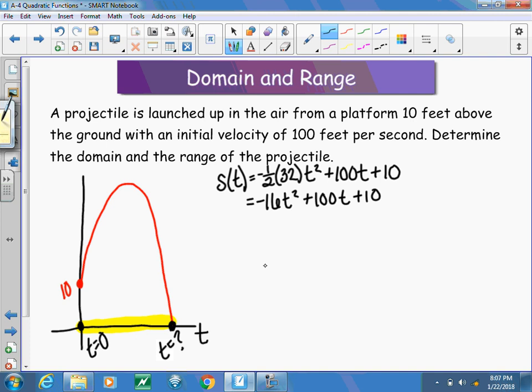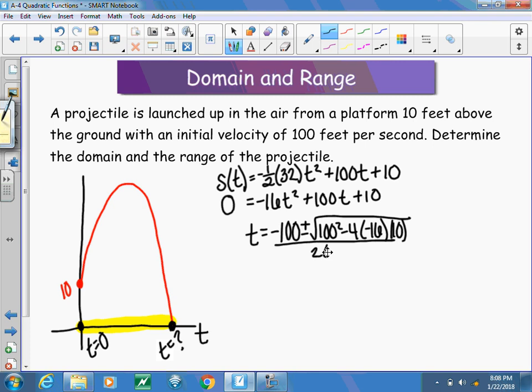But as far as solving this goes, again, I'm trying to figure out what is my domain. So how long was that projectile in the air? So I need to figure out, well, how long did it take until it hit the ground? That would be referring to when our height is 0. So I'm going to go ahead and take my quadratic here and set it to 0. Now, using our quadratic formula, we could go ahead and solve for t. So I can take negative 100 plus or minus the square root of 100 squared minus 4 times negative 16 times 10. And this would be all over 2 times negative 16.